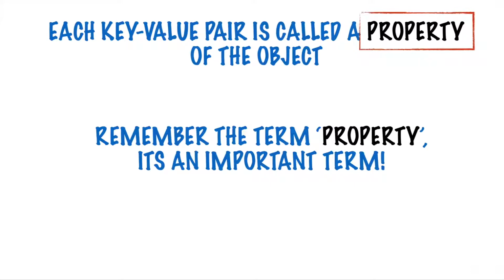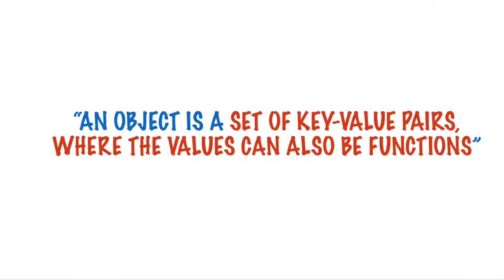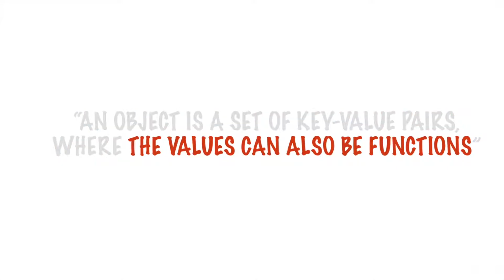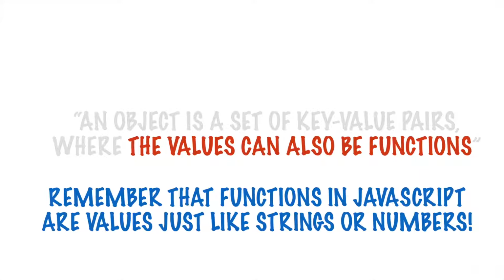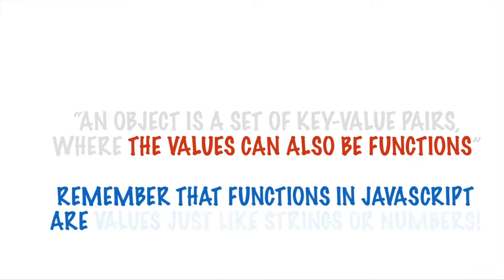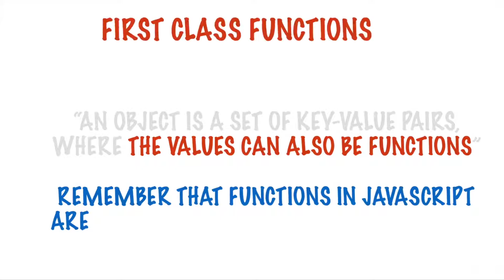Going back to our definition, let's see some of the interesting things which we haven't yet noted. Values can also be functions. This is interesting because the values are not just values in the form of string values, boolean values, number values, and so on. Functions in JavaScript can be values just like strings or numbers. This is not true in all programming languages, so it's an important point to note.